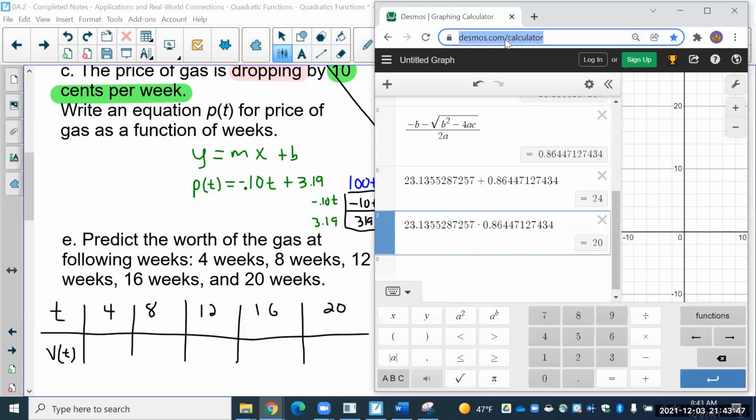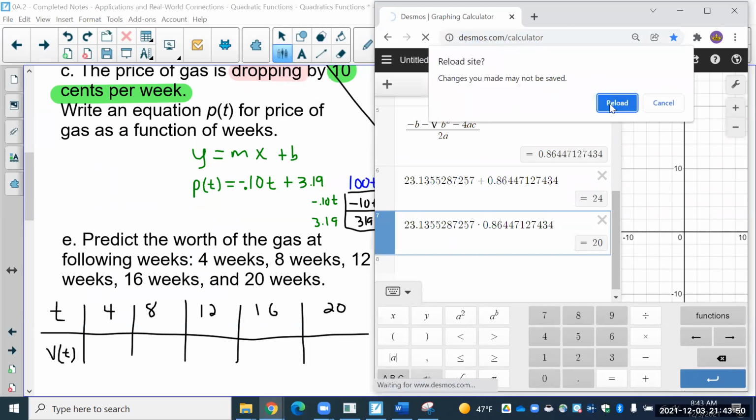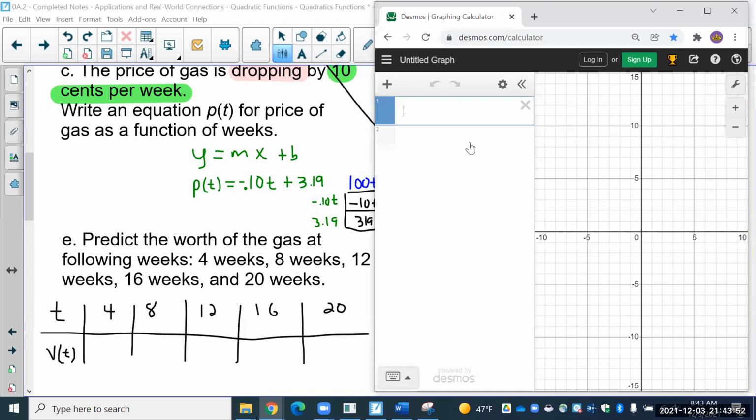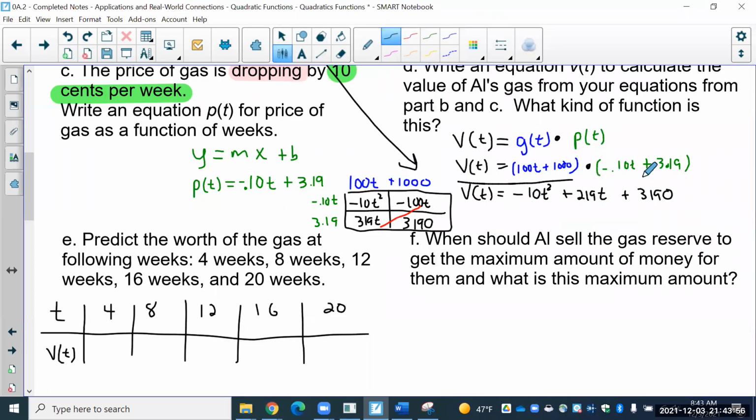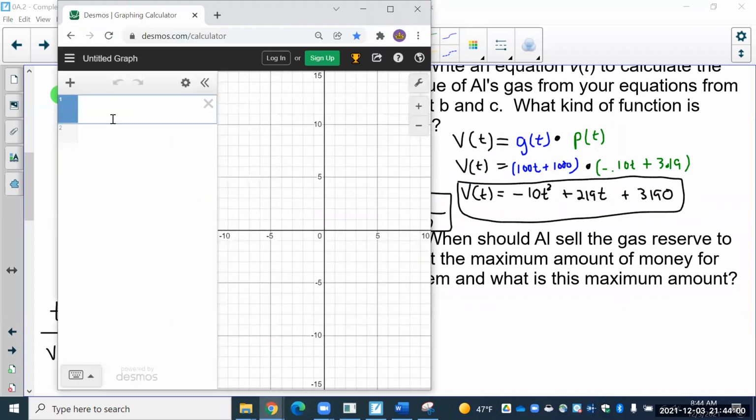So when we go into Desmos, again, if you already have Desmos in here and you need to clear it out, just click on the URL and just say reload. It clears it out really nicely. So the way we do that is we put in the equation, which we found right here. So this is the model we'll be using for the rest of the problem. And I put that equation in, which is v of t is equal to, and you can actually use the t if you're not going to graph. This doesn't really matter.